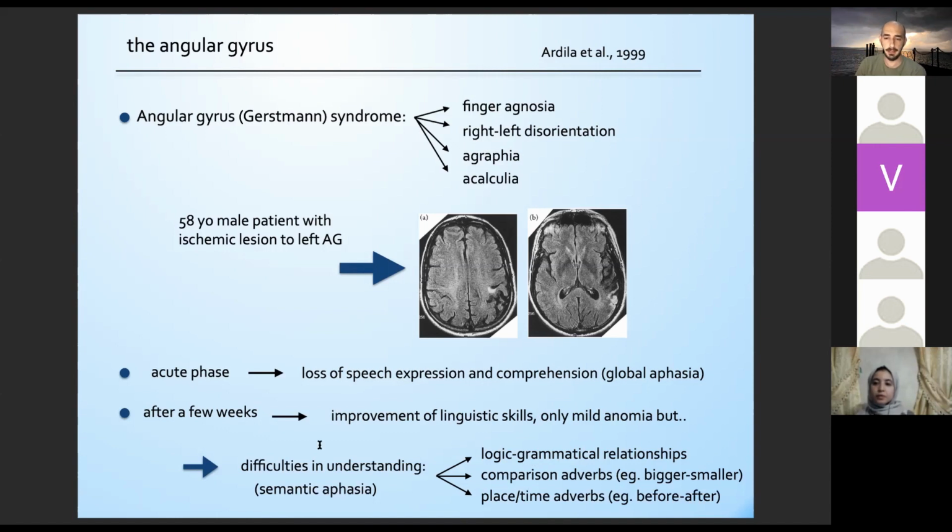But the interesting thing is that after a few weeks, this patient recovered much of the linguistic skills, so you didn't have global aphasia anymore, not even Wernicke's or Broca's aphasia, but some mild semantic aphasia that would affect this kind of understanding, like logical grammatical relationships and these kind of adverbs which require some sort of abstract comparison, okay? And also place-time adverbs that suggest that also this area is very important for integrating information about event processing and place processing, so these kind of representations, and connect them to linguistic representations, okay? So that's quite interesting, I think.